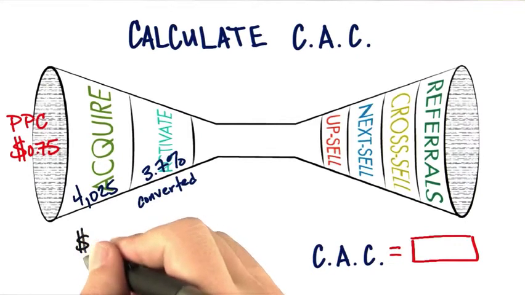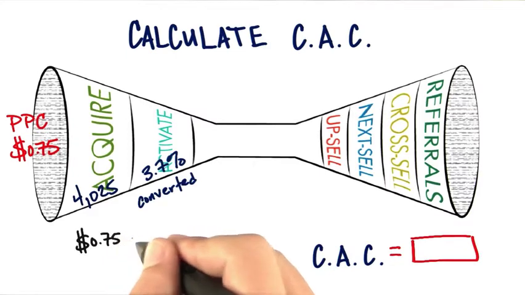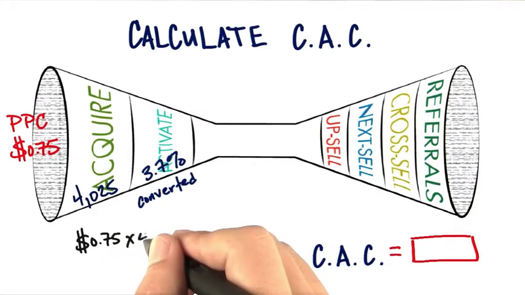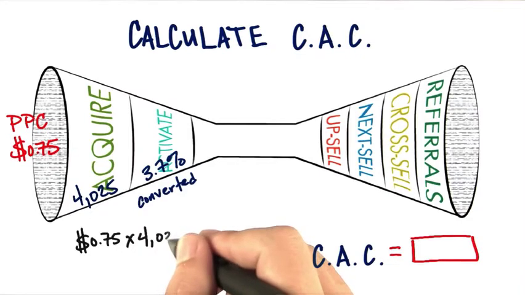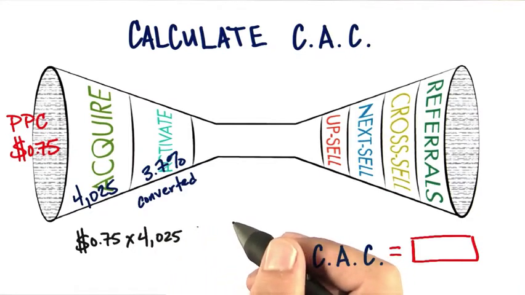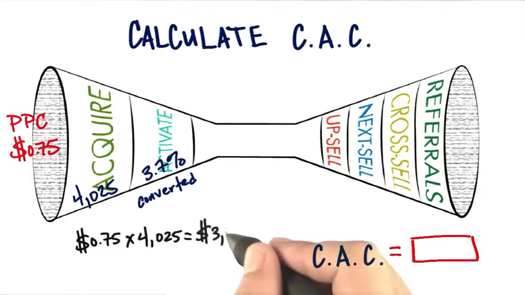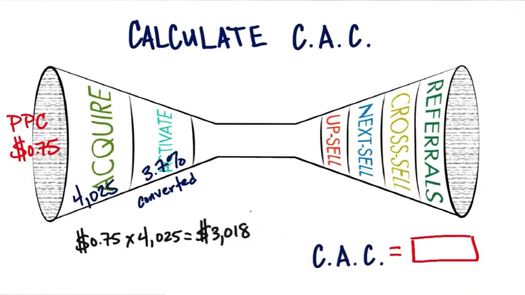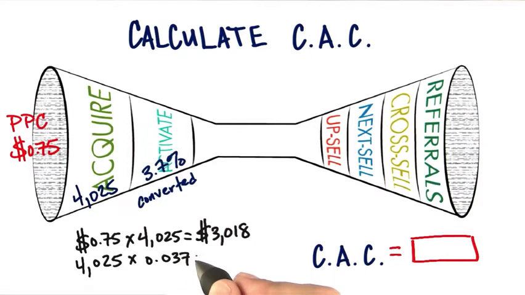So number one, our pay-per-click number was 75 cents for each customer that we got to our site. And we know we got 4,025 customers. And so if we multiply that out, we know we've spent $3,018. And the next number that's important is that not all 4,025 actually activated. In fact, if we look at this number, our conversion number, only 3.7% converted. And so if we multiply that out, we'll discover that equals about 149 activated customers.